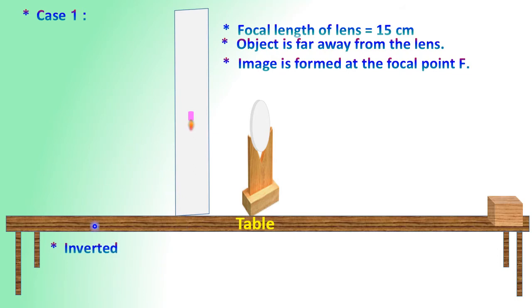And the properties of the image are, it is inverted, see it, it is inverted and highly diminished, very small in size compared to the size of the object, and real. That means we can get this image on the screen. We have caught this image on the screen. That's why it is a real image.